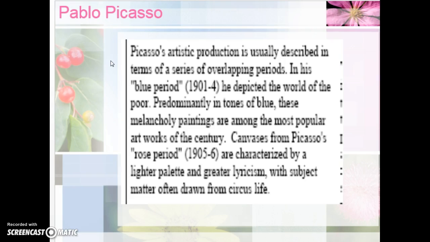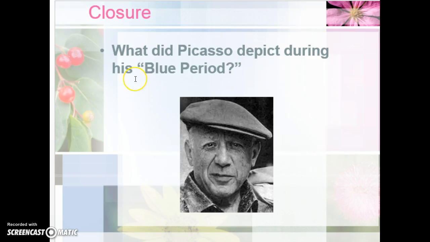Picasso's artistic production is usually described in terms of a series of overlapping periods. In his blue period, 1901 to 1904, he depicted the world of the poor. Predominantly in tones of blue, these melancholy paintings are among the most popular artworks of the century. So that was the answer to the closure question. Hopefully you were able to find that. He depicted the world of the poor in his blue period.